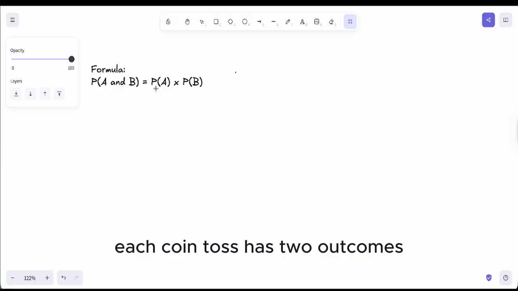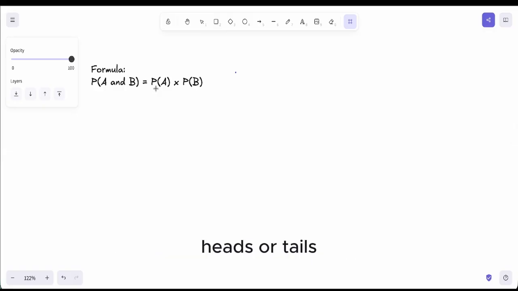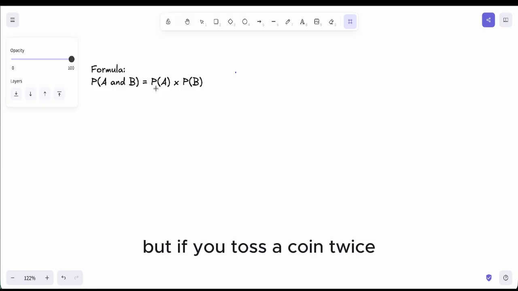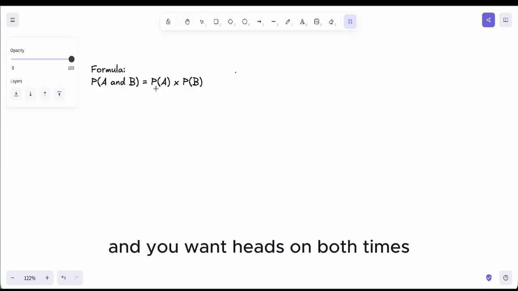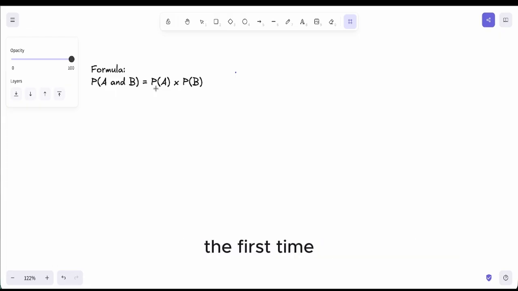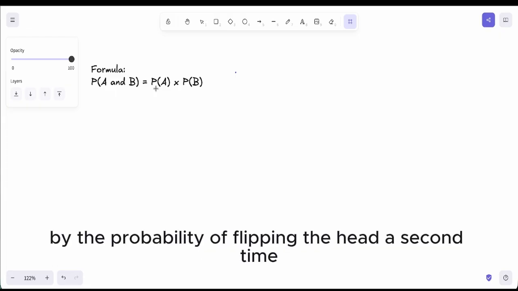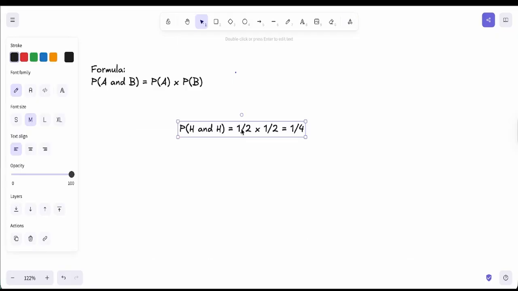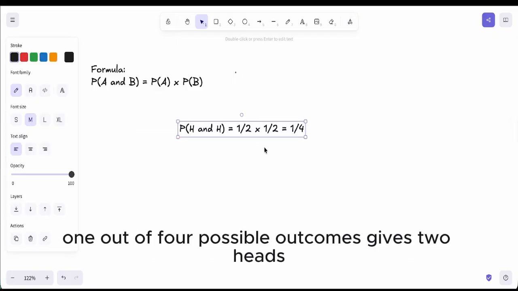Each coin toss has 2 outcomes, heads or tails. The probability that you flip a heads is 1 in 2. But if you toss a coin twice and you want heads both times, you multiply the probability of flipping a head the first time by the probability of flipping a head the second time. It would look something like this. 1 out of 4 possible outcomes gives 2 heads.